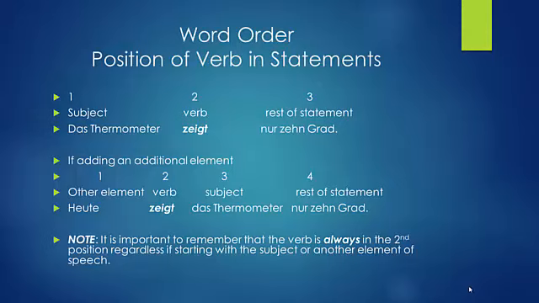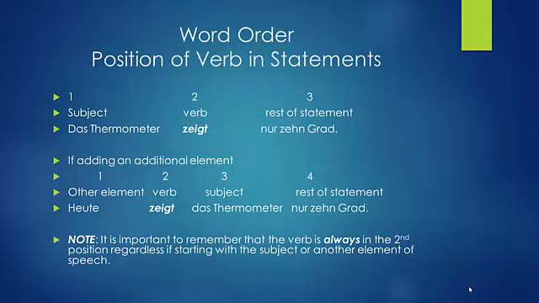Now, let's say we want to start with another element that is not the subject, which we can do for now without overcomplicating matters. Heute zeigt das Thermometer nur 10 Grad. Here we started with a time element, heute, but notice that the verb is still in the second position, followed by the subject, followed by the rest of the statement. Again, and I'll reiterate, it is important to remember that the verb is always in the second position in a statement, regardless of starting with the subject or another element of speech.